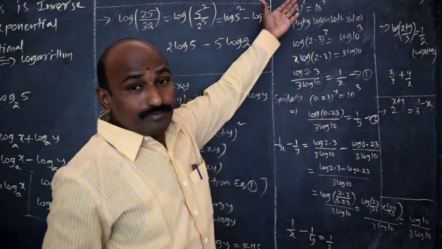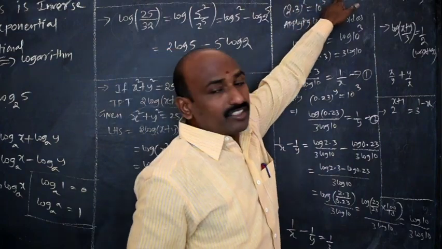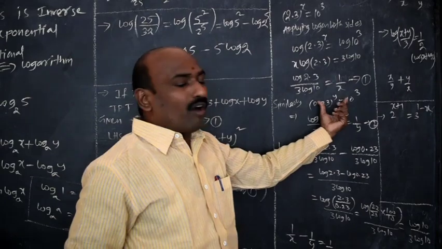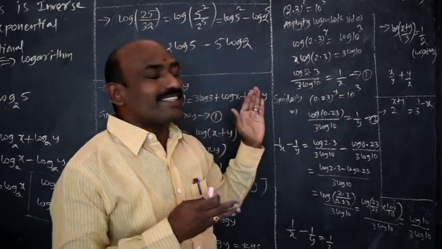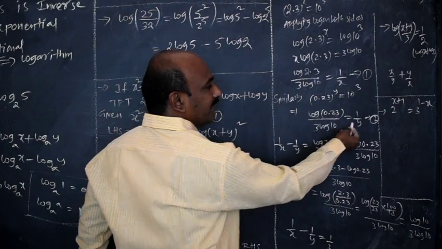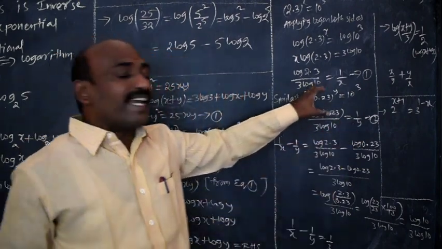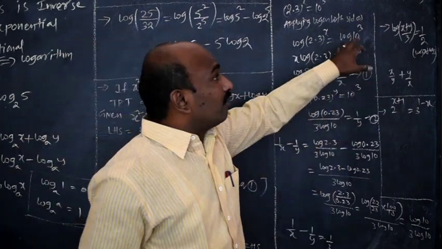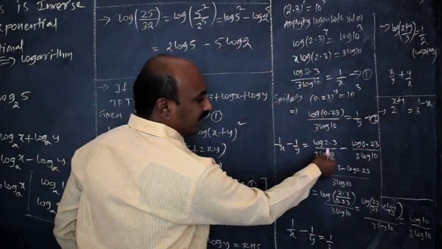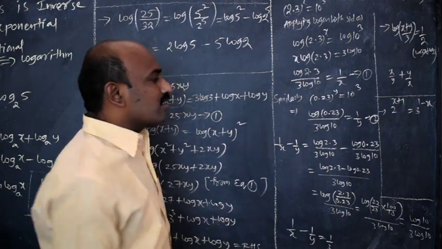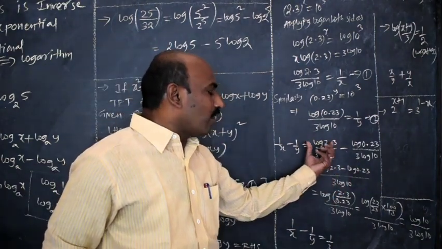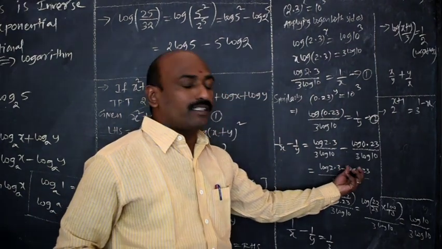Similarly for y, 0.23 whole power y equals 1000, then applying log on both sides and simplifying with the same process, you will get log 0.23 by 3 log 10 equals 1 by y. Now I have 1 by x and 1 by y. We can find 1 by x minus 1 by y. Substitute the values: log 2.3 by 3 log 10 minus log 0.23 by 3 log 10. Here take the LCM as 3 log 10, and log 2.3 minus log 0.23.